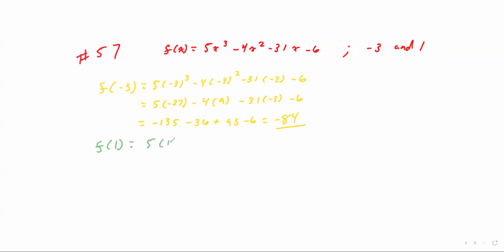So this is going to be 5 times 1 cubed minus 4 times 1 squared minus 31 times 1 minus 6. So that's 5 times 1 minus 4 times 1 minus 31 times 1 minus 6. 5 minus 4 minus 31 minus 6. What's that going to be? 1. 1 minus 31 is -30. And then that's -36, correct?